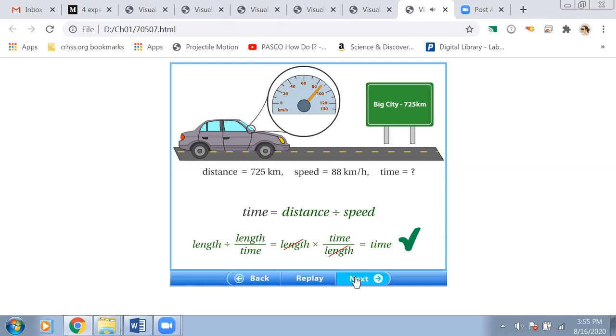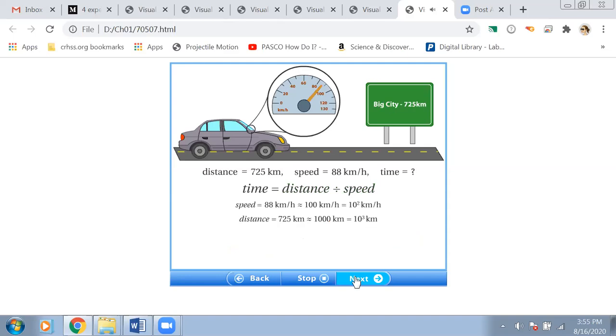So let's look at this one here. We've got time is equal to distance. Distance is length, so the first word on your left is length, divided by length times time. Remember that when you divide fractions, it's the same thing as multiplying by its inverse, so you flip it over. So you've got length divided by time. That's the same thing as length times, now flip it over, time divided by length. Therefore, the lengths cancel out, and you end up with time.